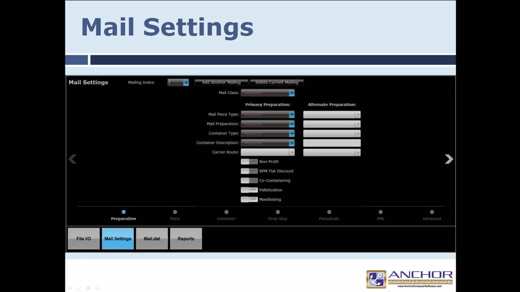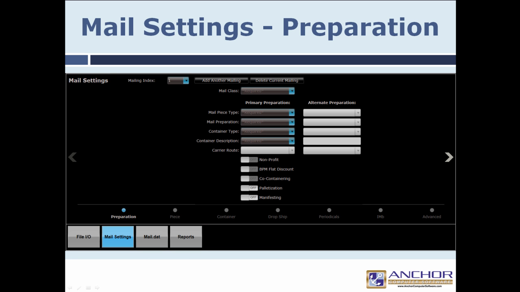Mail Settings. The Mail Settings section contains 7 panels: Preparation, Piece, Container, Dropship, Periodicals, IMB, and Advance. Preparation. The Preparation panel is where the user can select multiple mailings by using the Mail Index feature. This feature allows multiple mailing jobs to run using a single execution. In addition, users can also select the mail class, mail piece type, mail preparation, container type, container description, and more.